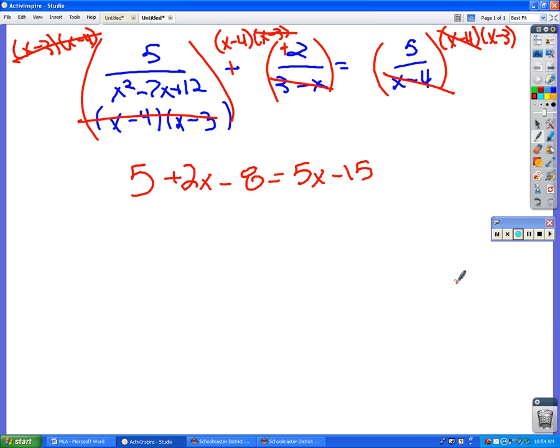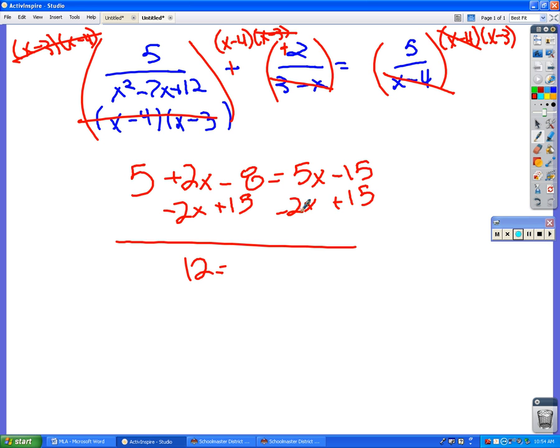Okay? So I'm going to get all the x's over onto the right-hand side because there's more of them over there. So I'm going to subtract 2x from both sides, which means I also need to get all the numbers onto the left. And so negative 8 plus 15 is 7. 7 and 5 makes 12. So I'm left with 12 over there. 5x minus 2x is 3x. So x equals 4. However, you can't do it.